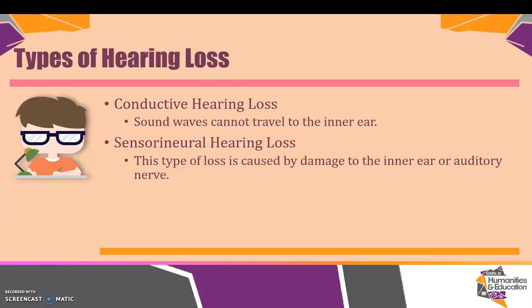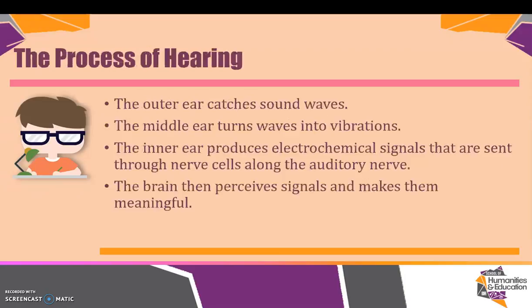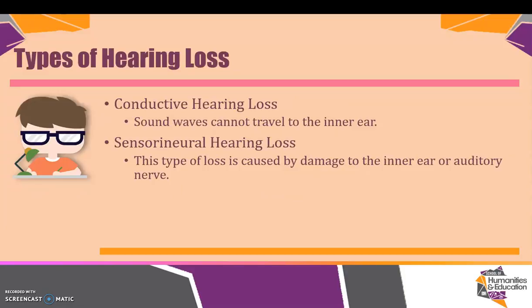For a person with conductive hearing loss, it means that sound waves cannot travel to the inner ear. Just now when we went through the process, we realized that the outer ear catches the sound waves and turns them into vibrations. So a person who has conductive hearing loss has something wrong somewhere between catching the waves and turning them into vibrations in the middle ear, which impedes hearing.